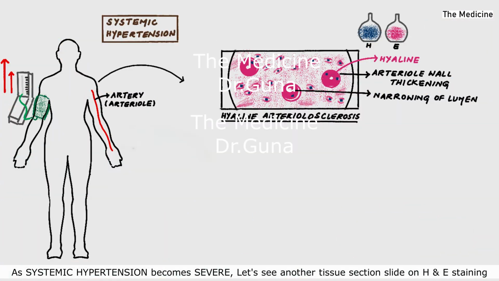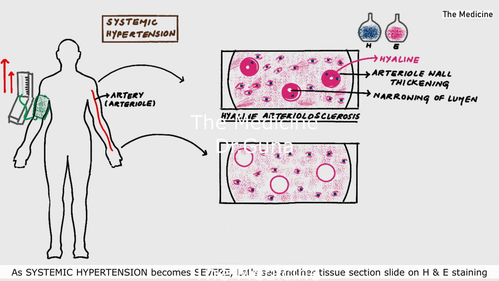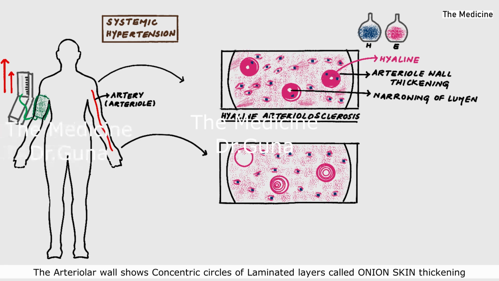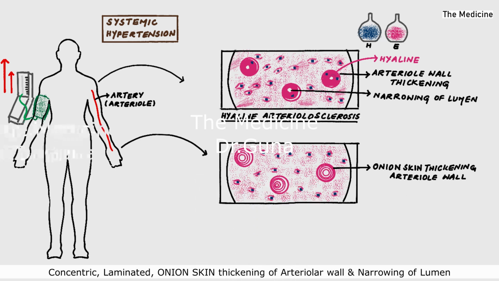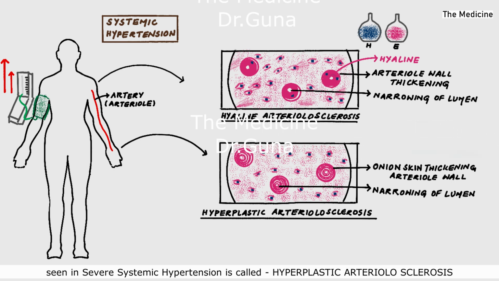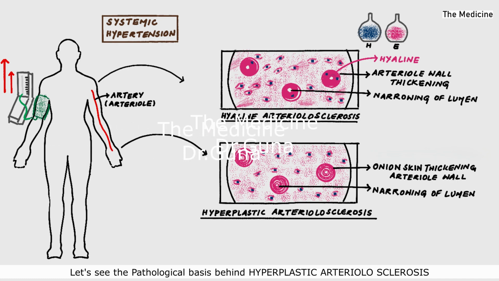As systemic hypertension becomes severe, let's see another tissue section slide on hematoxylin and eosin staining. The arteriolar wall shows concentric circles of laminated layers called onion skin thickening. This arteriolar wall thickening also leads to narrowing of lumen. Concentric laminated onion skin thickening of arteriolar wall and narrowing of lumen seen in severe systemic hypertension is called hyperplastic arteriolosclerosis. Let's see the pathological basis behind hyperplastic arteriolosclerosis.